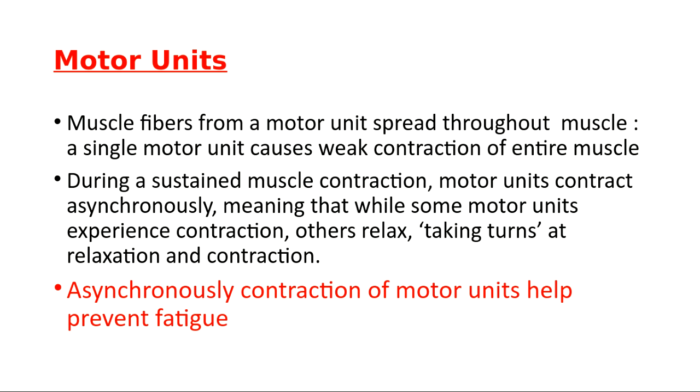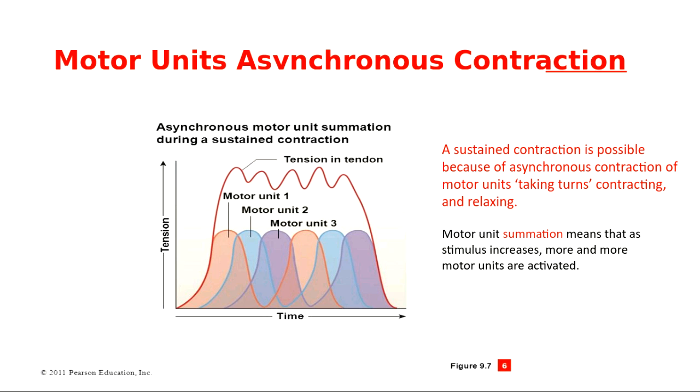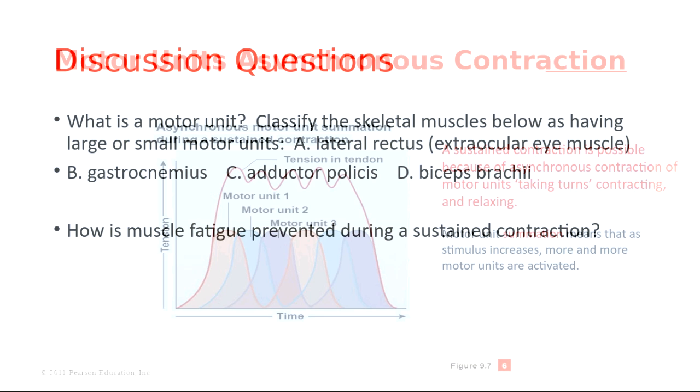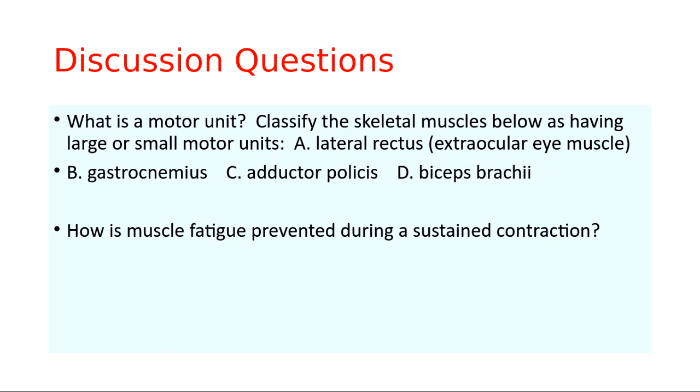Motor units work asynchronously. Obviously, in one muscle, you're going to have many motor units, and they don't work all together at the same time. Otherwise, the entire muscle will tire very quickly. They take turns. And when one set of motor units are contracting and begins to relax, the next set of motor units takes over. And that allows for being able to use the muscle for a longer period of time.